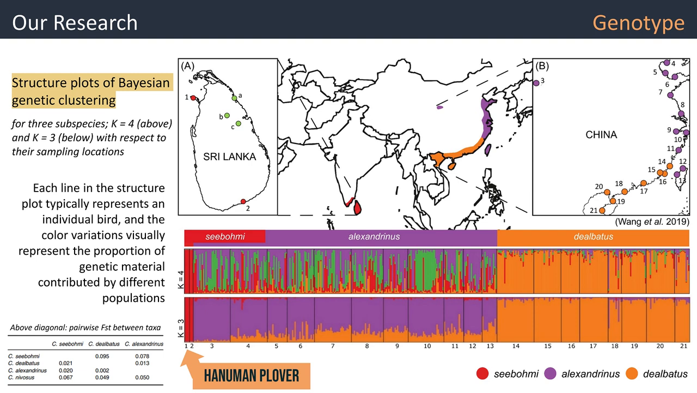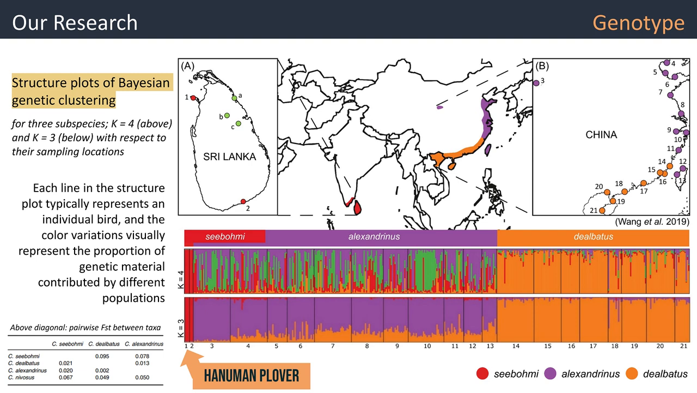As you can see, this red color represents the Hanuman plover, while this purple color represents the Kentish plover, and this orange color represents the white-faced plover in Chinese regions. So this plot shows limited or no gene flow from the Hanuman plover to the other sister taxa. This plot allows us to visually represent what is statistically calculated from the FST values in this study. Considering the low value, we can statistically say that there is limited gene flow between the taxa.